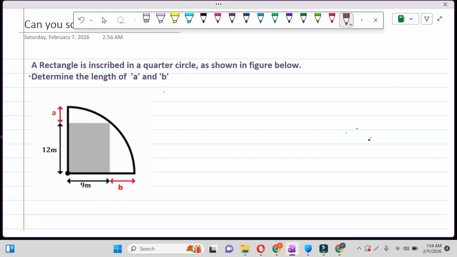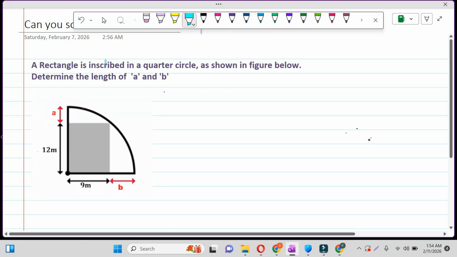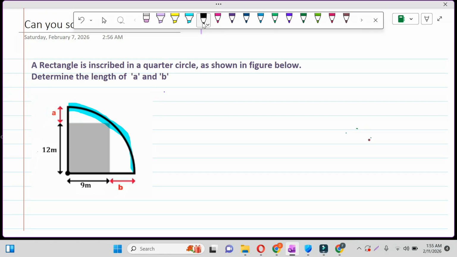For example, first question: the rectangle is inscribed in a quarter circle as shown in the figure below. Determine the length of A and B. We know that this is the arc length of the circle and every point on this arc is equidistant from the center, which is this one. This is the center. Okay.